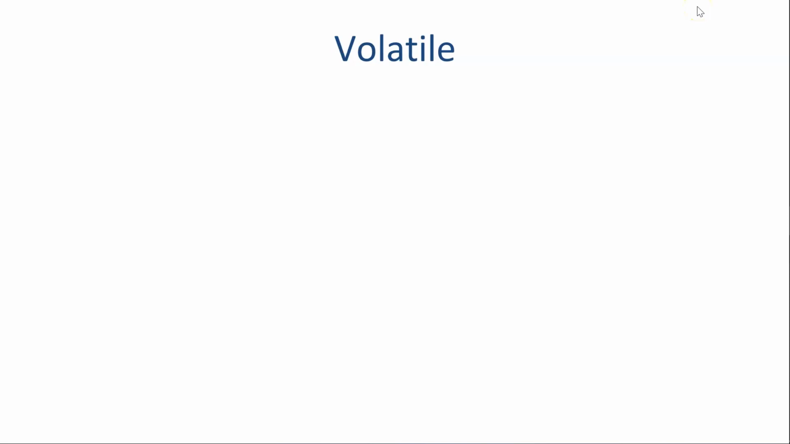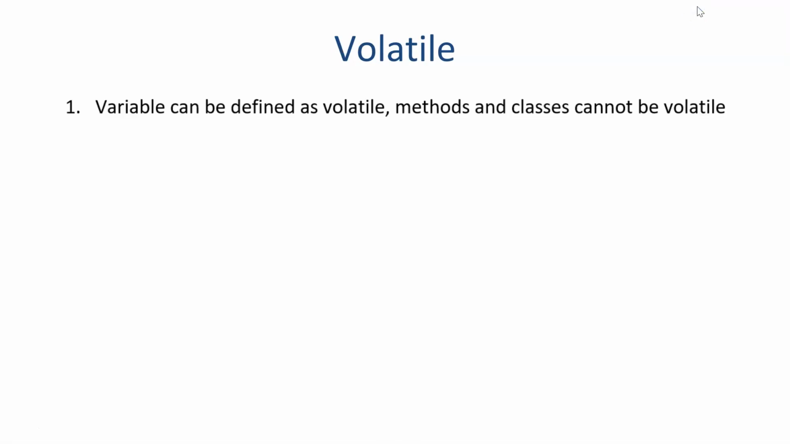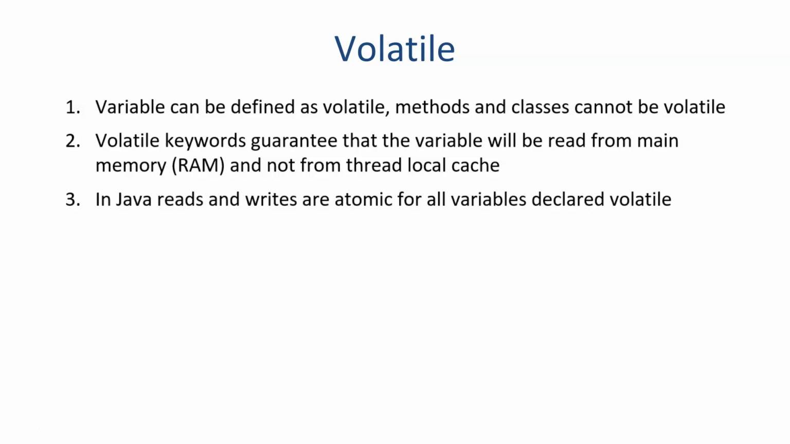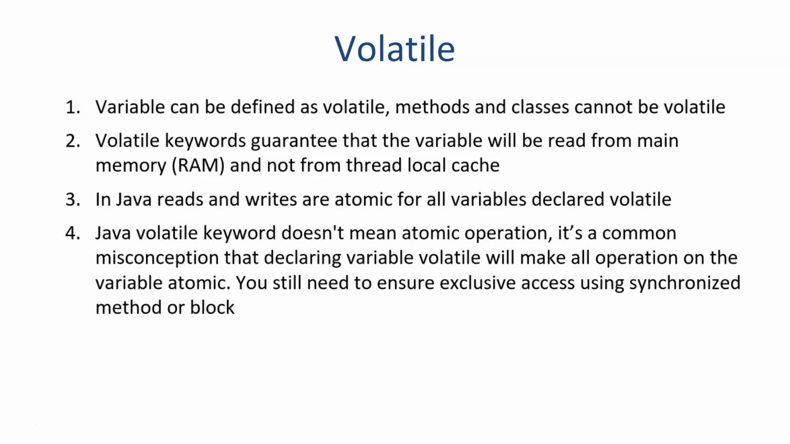Now a few more important points about the volatile keyword. Variables can be defined as volatile. Methods and classes cannot be volatile. The volatile keyword guarantees that the variable will be read from main memory and not from the thread local cache. In Java, reads and writes are atomic for all variables declared volatile. The Java volatile keyword does not mean atomic operation. It is a common misconception that declaring a variable volatile will make all operations on the variable atomic. You still need to ensure exclusive access using a synchronized method or block.